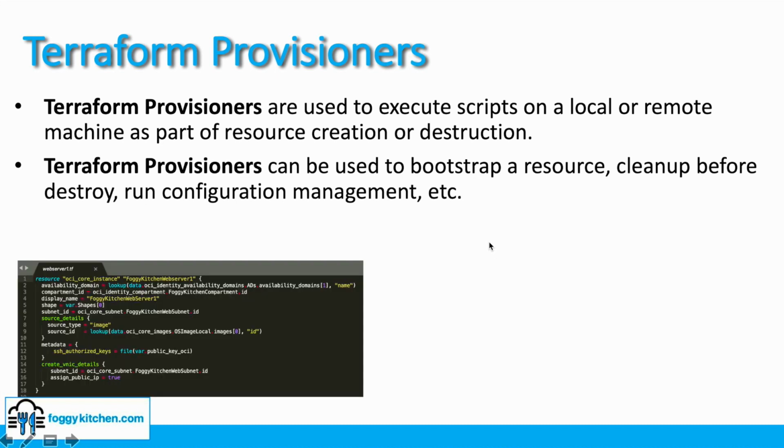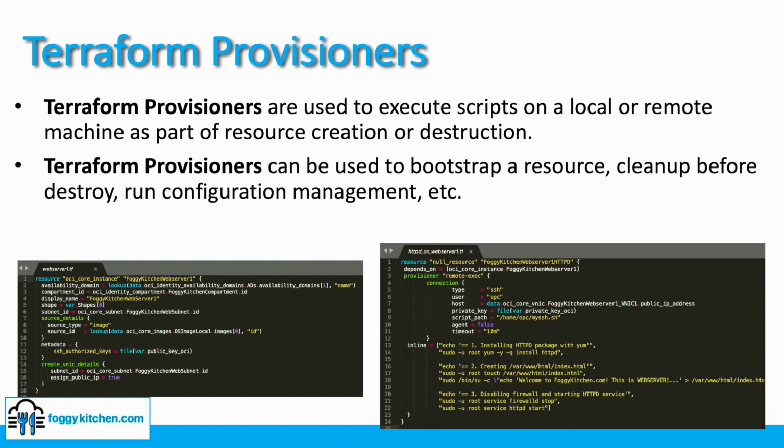On the slide, at the bottom, you can see an OCI instance resource called FoggyKitchen Web Server 1. After its creation, a dependent null resource is called, and the name of this resource is FoggyKitchen Web Server 1 HTTPD, right? This null resource is a container for one or more provisioners. In this particular case, it will be one remote-exec provisioner, and this remote-exec will log into the web server machine and execute some bash commands.